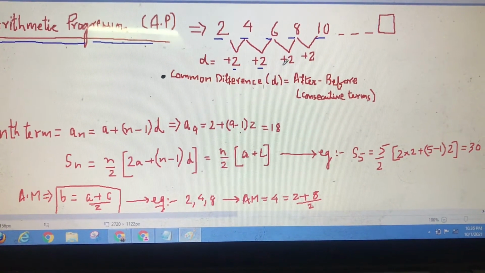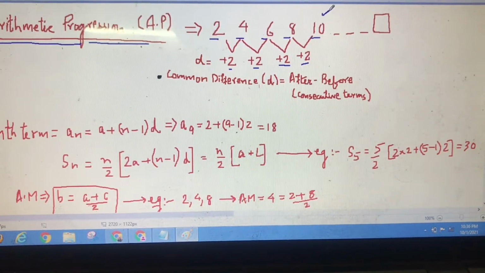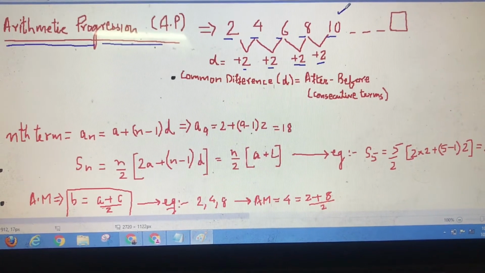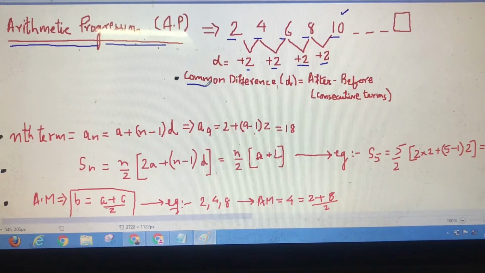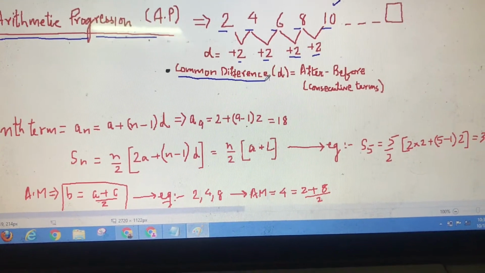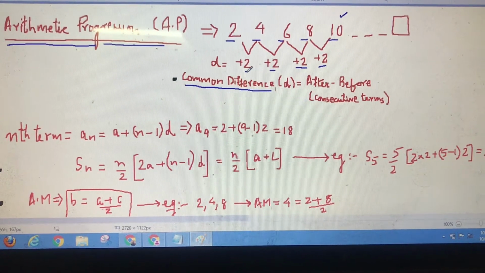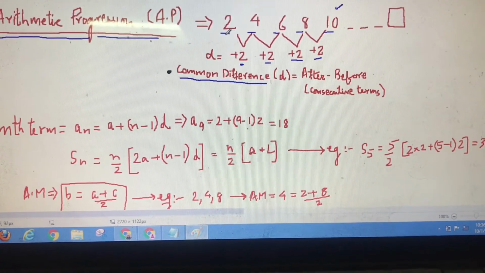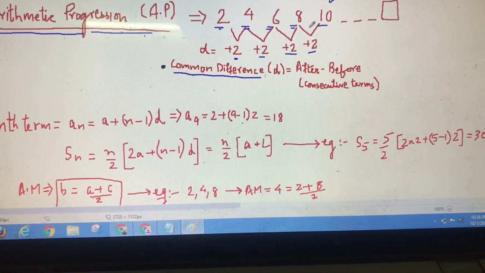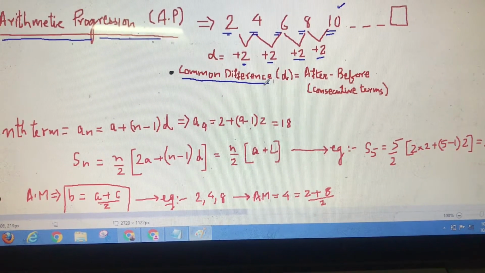Okay, 4 plus 2 is 6, 6 plus 2 is 8, 8 plus 2 is 10. So when we have in a series the common difference, that is called arithmetic progression. The series will only be called arithmetic progression if we have the common difference, not an uncommon difference. Understood? Common difference means the difference existing between every two consecutive terms, for example 2 and 4, 6 and 8, or 8 and 10.